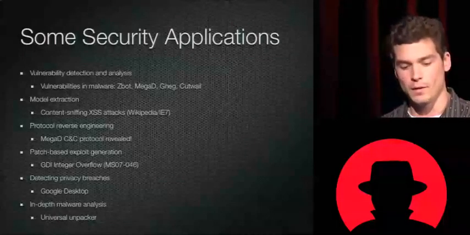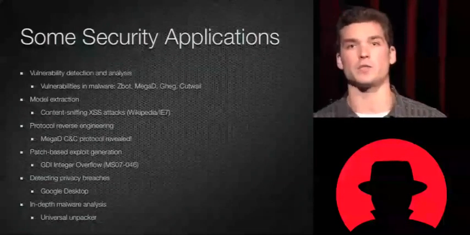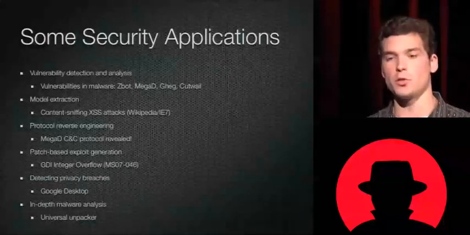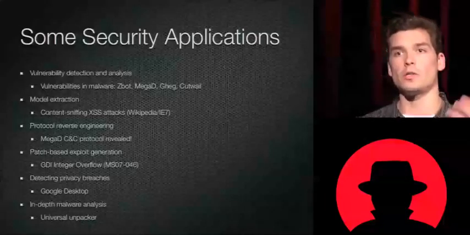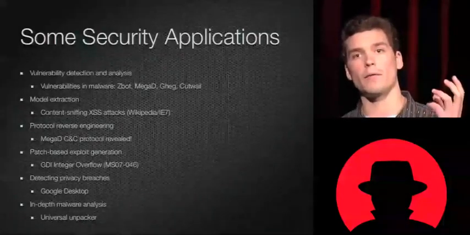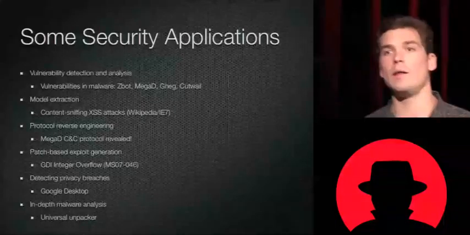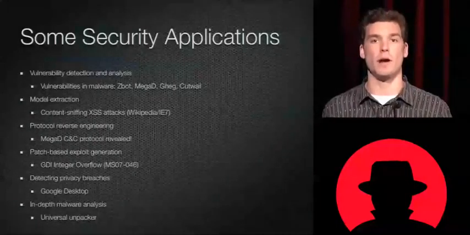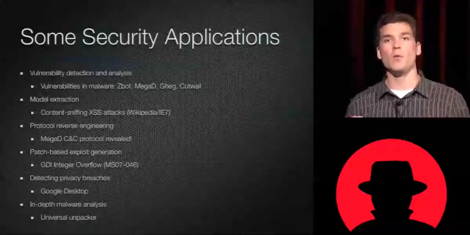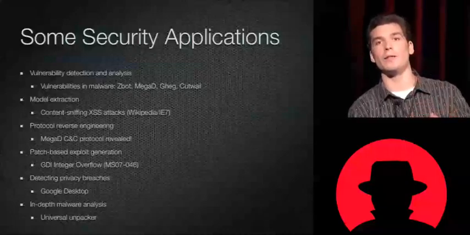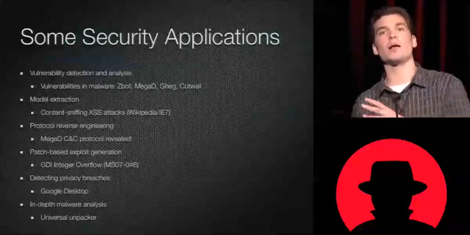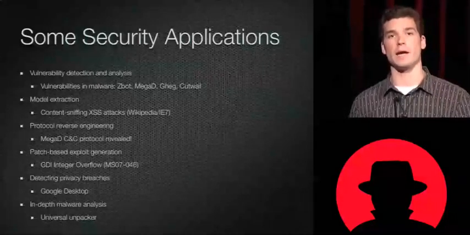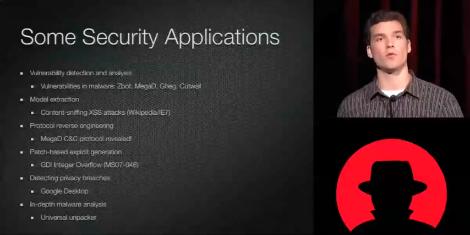But the next thing I want to talk about is model extraction. We have a static analysis component which allows us to extract models of programs. Suppose we fed this tool a web browser, Internet Explorer, and then we extract a model for the function that determines the content type of any given object. Once we have this, we can directly construct an input that causes the web browser to incorrectly infer the type. And of course, this enables content sniffing cross-site scripting attacks, and we showed that Internet Explorer 7 is vulnerable to such an attack.